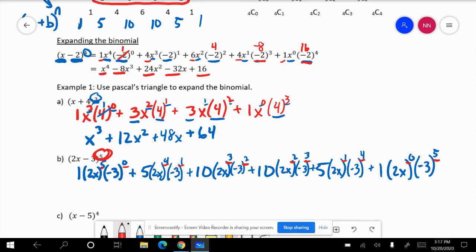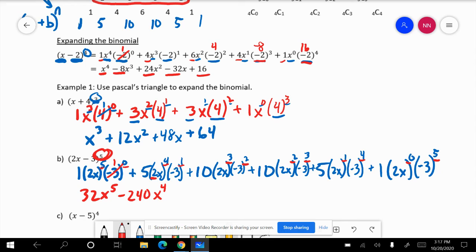So now we're going to do some multiplying. We have 2 to the 5th. Anything to the 0 is 1. So 2 to the 5th is 32, and then x to the 5th. Here we have negative 3. 2 to the 4th is 16. So we have 16 times 5 times negative 3. And that gives us negative 240, x to the 4th.